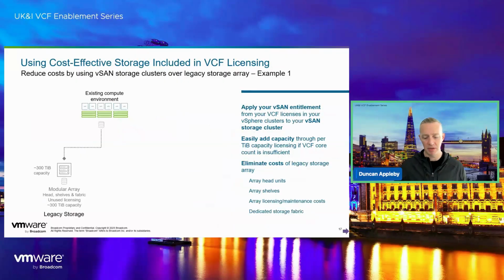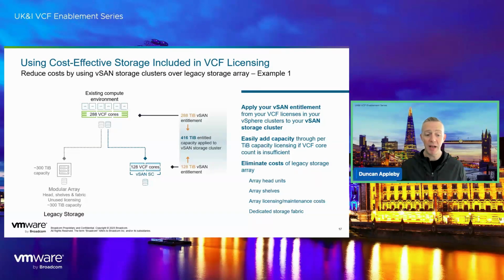So what we have here is an example environment that has 288 VCF cores on it. So we are entitled to 288 TiB of vSAN capacity. We build out a vSAN storage cluster that's got 128 cores. So maybe we've got a 4-node cluster with two 36-core CPUs contributing that 128 TiB of capacity. So combine those two, and we're entitled to build out a vSAN storage cluster of 416 TiB of capacity.